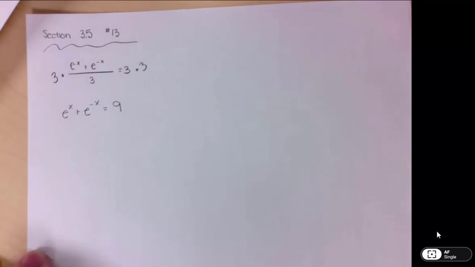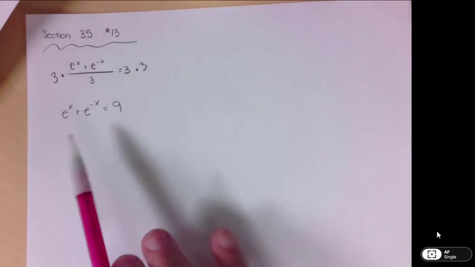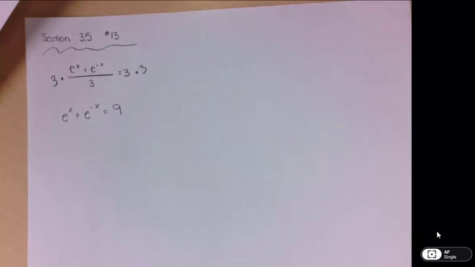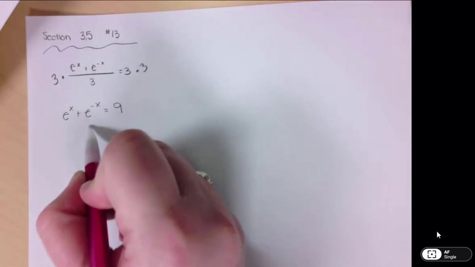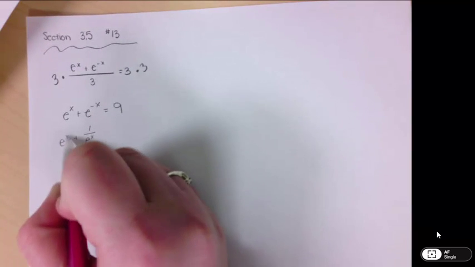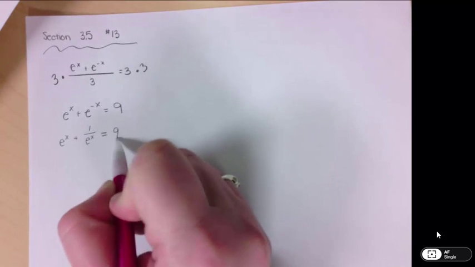Okay, now the only thing you can really do, you can't combine them because they're plus and they're not the same thing, so they're not like terms. But what you can do is, we know what e to the negative x is. Rewrite that because negative x is a no-go. So I know this rewrites as 1 over e to the x, then this is still e^x + 1/e^x = 9.